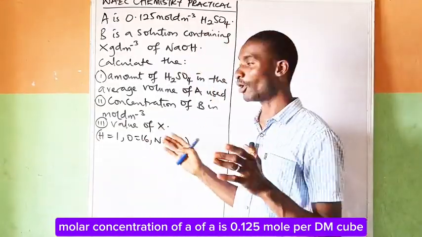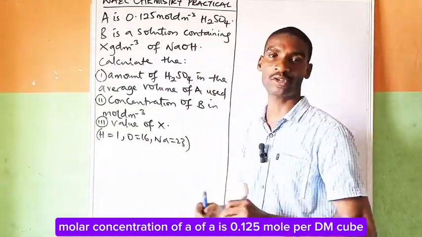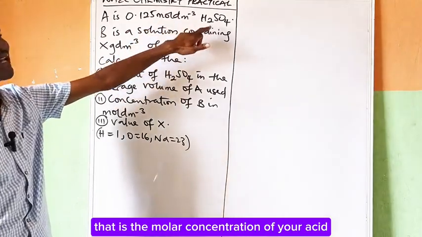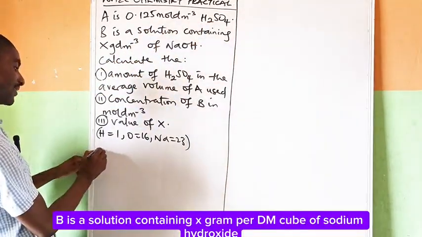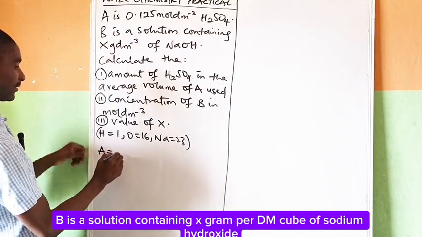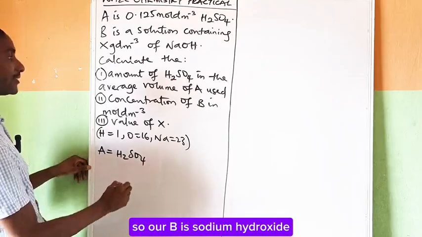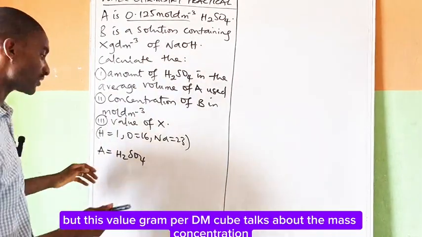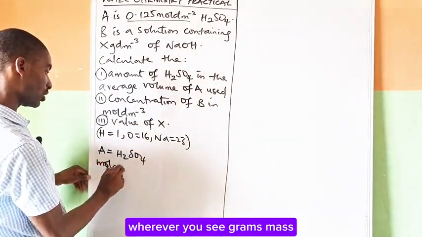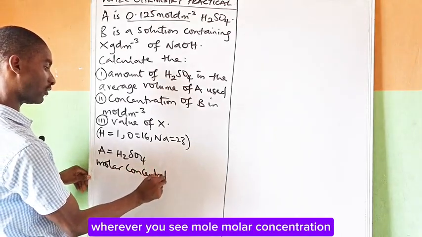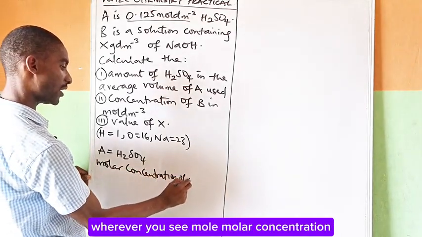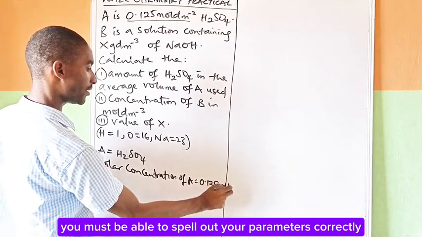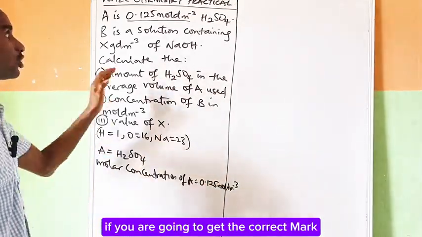Now, after getting your average titer value, let's go and solve the question. The question says A is 0.125 mole per dm cube H2SO4. That means your acid, your A, is H2SO4. Now, this value represents the molar concentration of that acid. So the molar concentration of A is 0.125 mole per dm cube. That is the molar concentration of your acid.